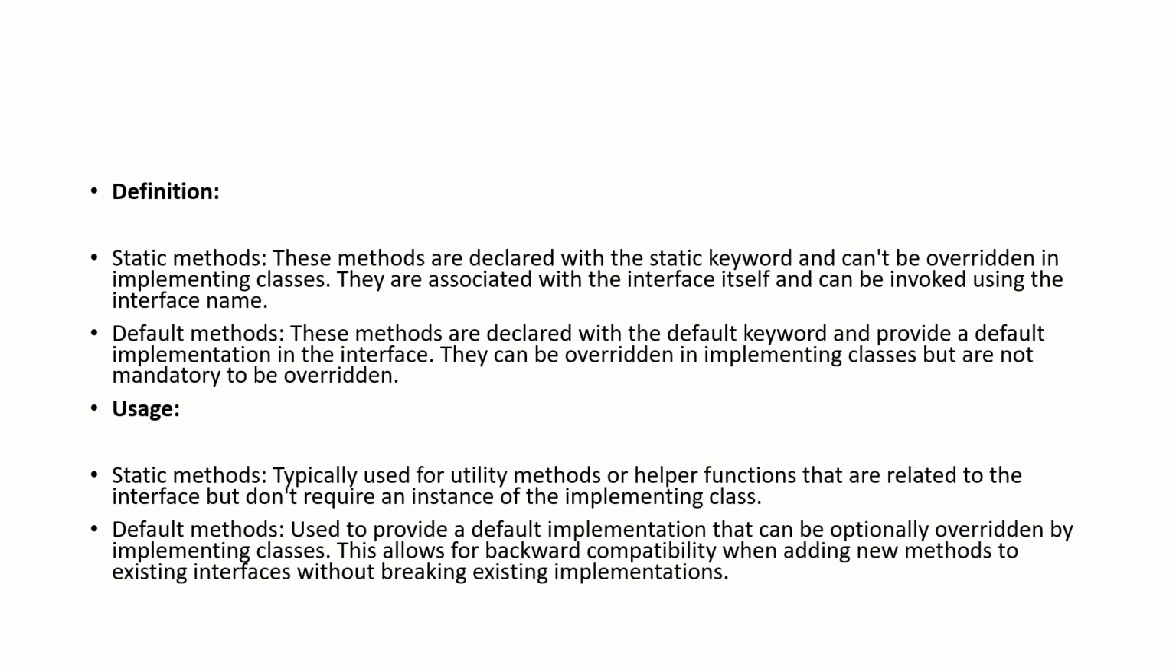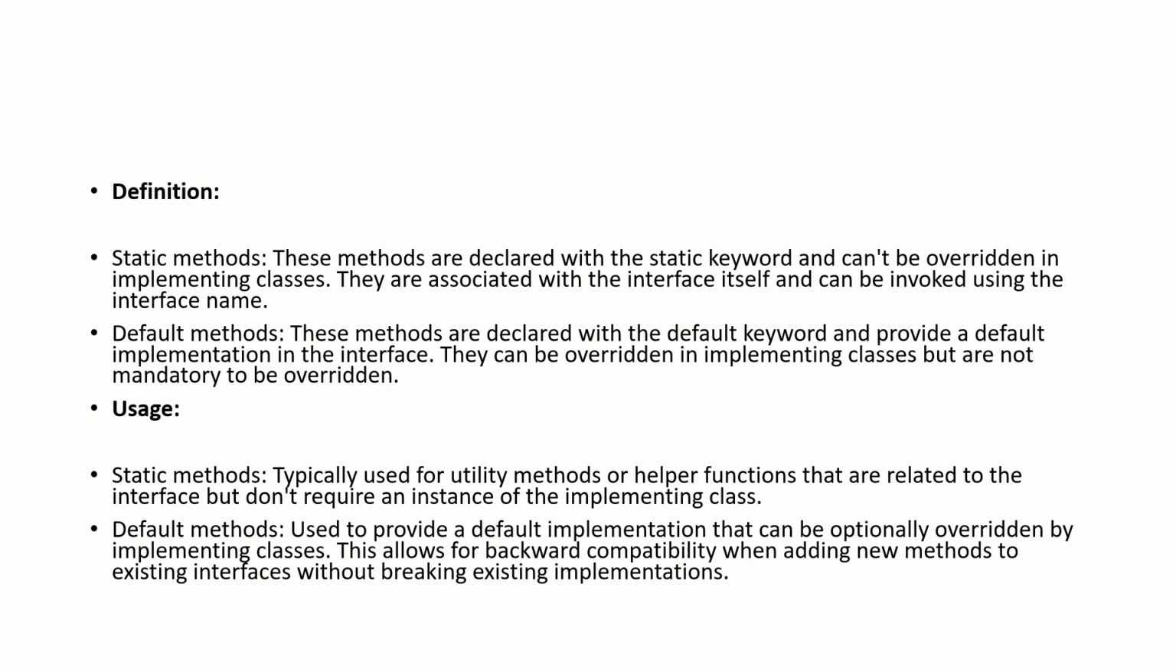First of all, let's start with the definition. Static methods are declared with the static keyword and cannot be overridden in implementing classes. They are associated with the interface itself and can be invoked using the interface name. While default methods are declared with the default keyword and provide a default implementation in the interface. They can be overridden in implementing classes but it is not mandatory to override them.